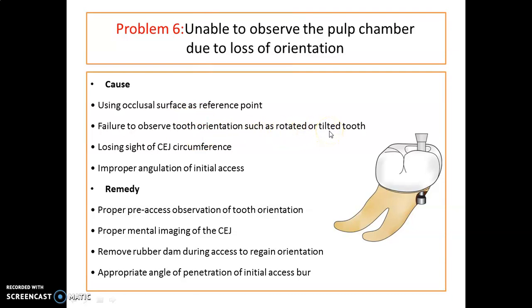That's why the X-ray is mandatory before you start your root canal preparation. You lose the size of the CEJ circumference. First, you have to locate the CEJ before you start your access cavity preparation. And second, improper angulation of the initial access. How to solve? Proper pre-access observation of tooth orientation, proper mental imaging of the CEJ, remove the rubber dam during access to regain orientation, and appropriate angle of penetration of the initial access bur.